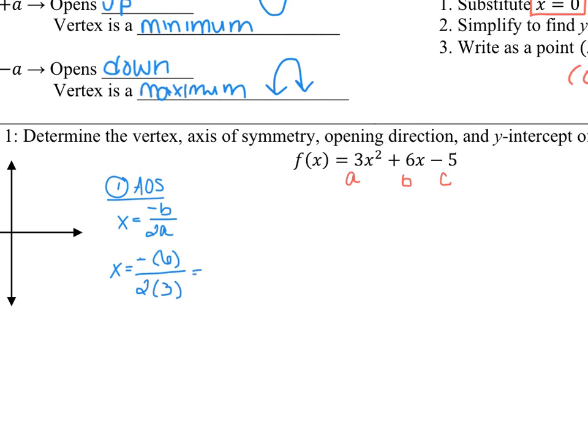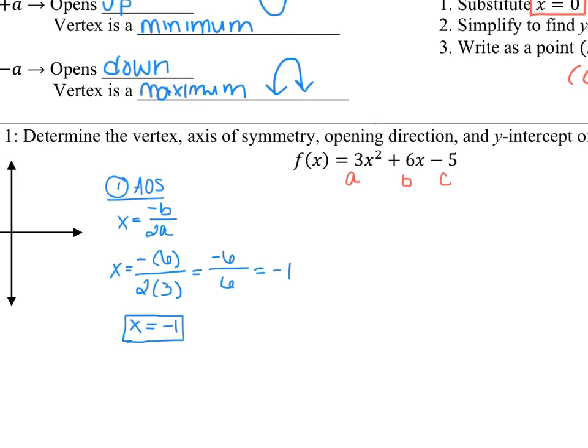Now let's simplify. The numerator just becomes negative 6. 2 times 3 makes a 6. Negative 6 divided by 6 is negative 1. So the axis of symmetry is x equals negative 1. Here's part of our answer.